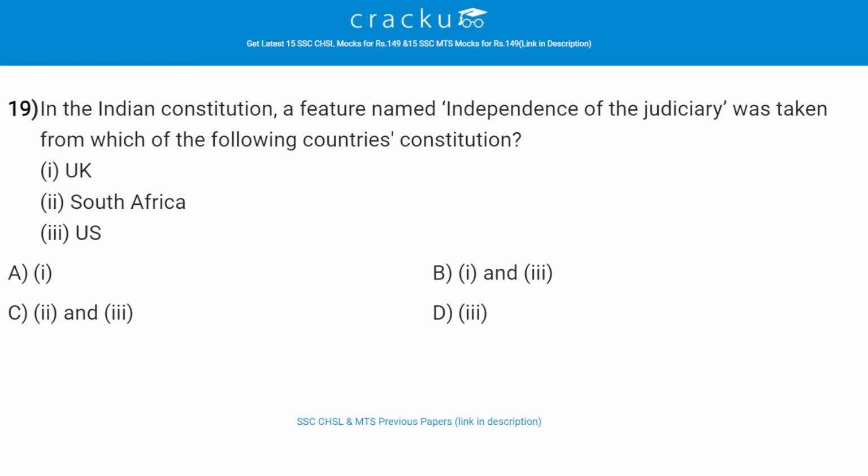In the Indian Constitution, a feature named Independence of the Judiciary was taken from which of the following countries' constitution? The correct answer is D, that is US. In the Indian Constitution, the feature named Independence of the Judiciary was taken from the US constitution.